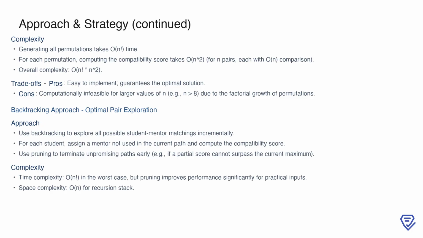To address this, we consider a backtracking approach, which incrementally explores possible assignments. In backtracking, we assign mentors to students one by one, ensuring that we don't reuse mentors already assigned in the current path. Additionally, we apply pruning to terminate paths early if their partial scores cannot exceed the current maximum. This significantly reduces redundant computations compared to brute force.